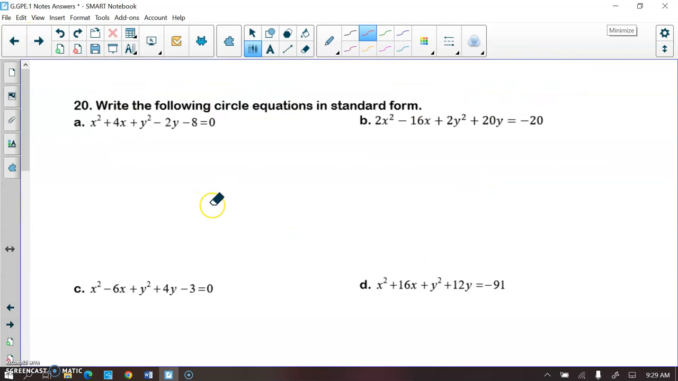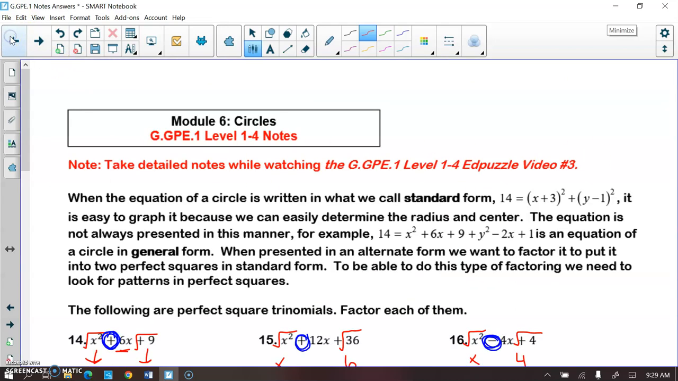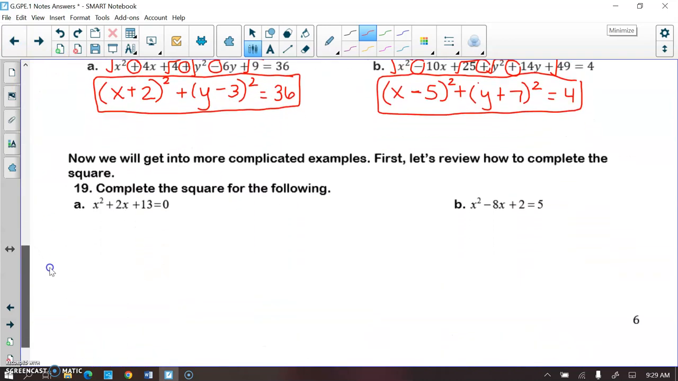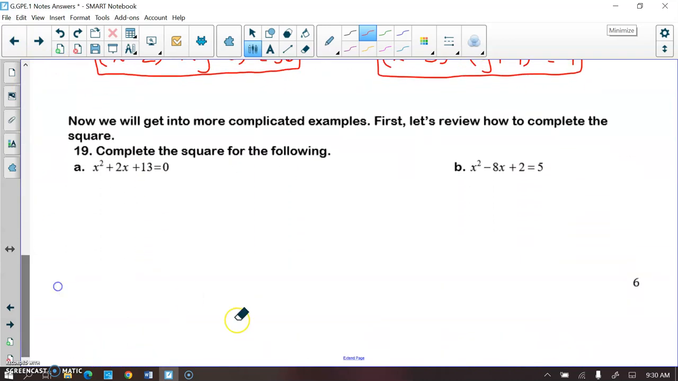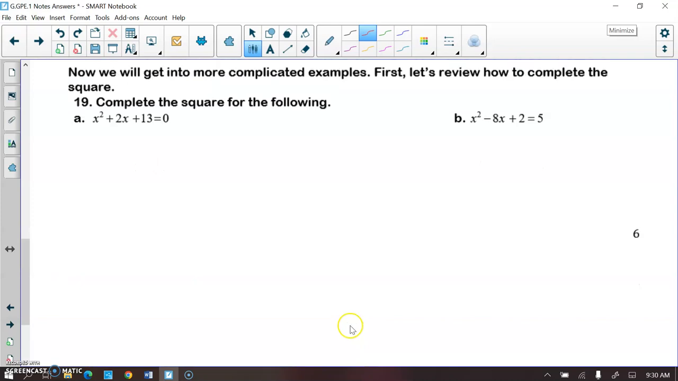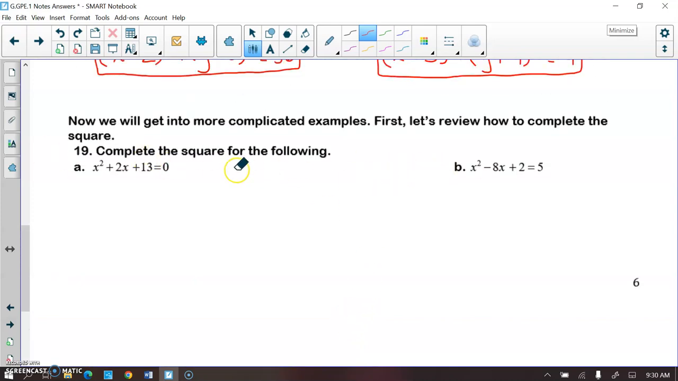Now, the ones on the next page are not in perfect square trinomial format. So we're going to have to do completing the square, which is something that we did in algebra. We're going to review completing the square in number 19 before we jump back into circle equations. So let's go ahead and review how to complete the square.